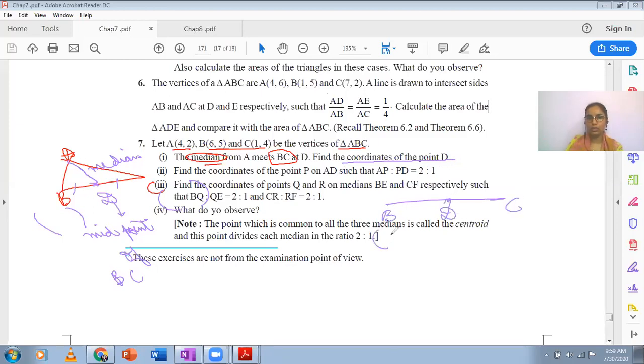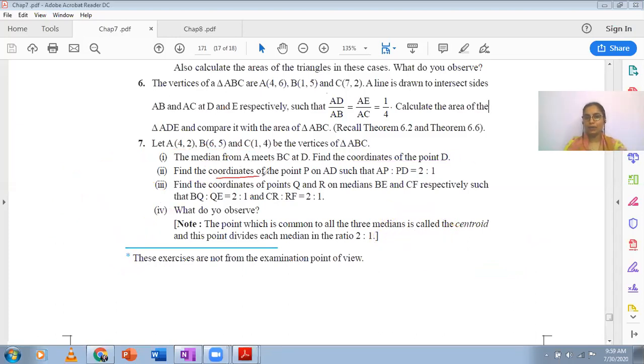So the coordinates of B are 6, 5 and the coordinates of C are 1, 4. What will be the coordinates of D? So 6 plus 1 by 2 and 5 plus 4 by 2. So you will get its coordinates.